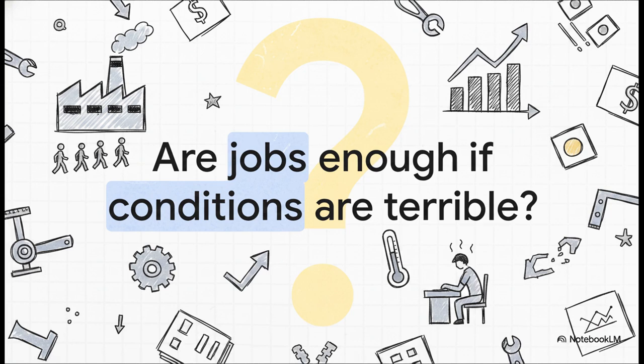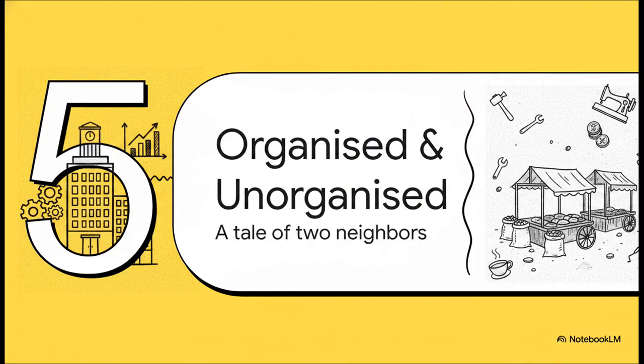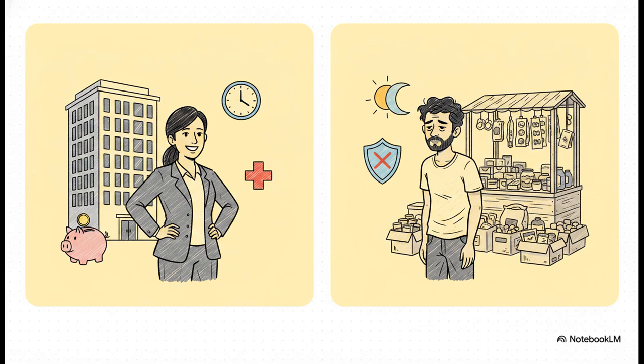But that brings us to a kinda uncomfortable pivot. Generating jobs is obviously step one, but is simply having a job enough if the actual working conditions are terrible? Let's look at Section 5, Organized versus Unorganized Labor. To really grasp this divide, it helps to look at a tale of two neighbors. Imagine two people living side by side.